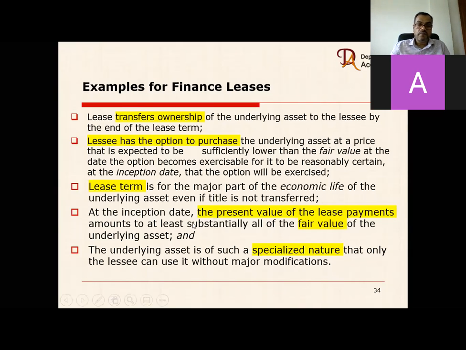Fourth point, at the inception date, the initial date, the present value of the lease payments, that is the lease liability, amounts to at least substantially all of the fair value of the underlying asset. Again, in simple terms, the value at which you are going to recognize the lease liability is more or less equivalent to the fair value of the underlying asset. That means it's a finance lease.